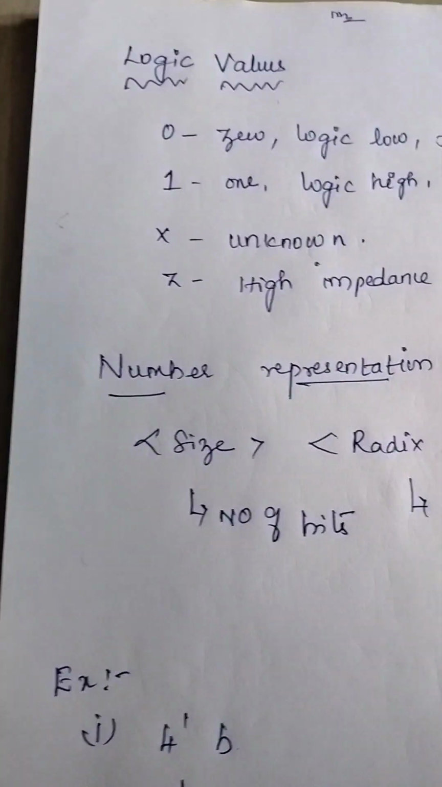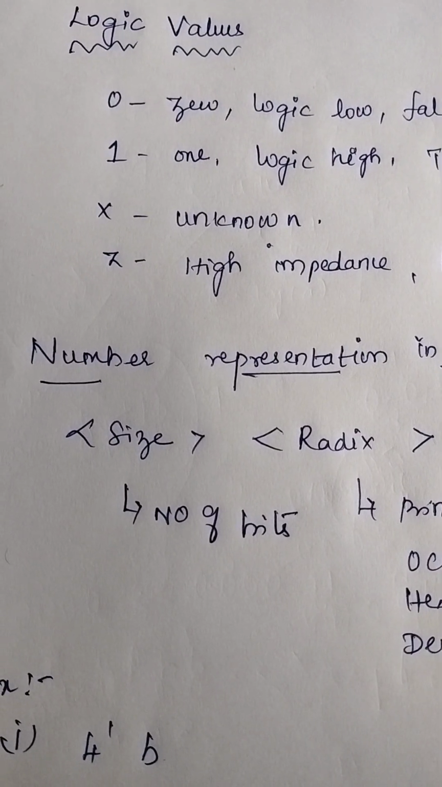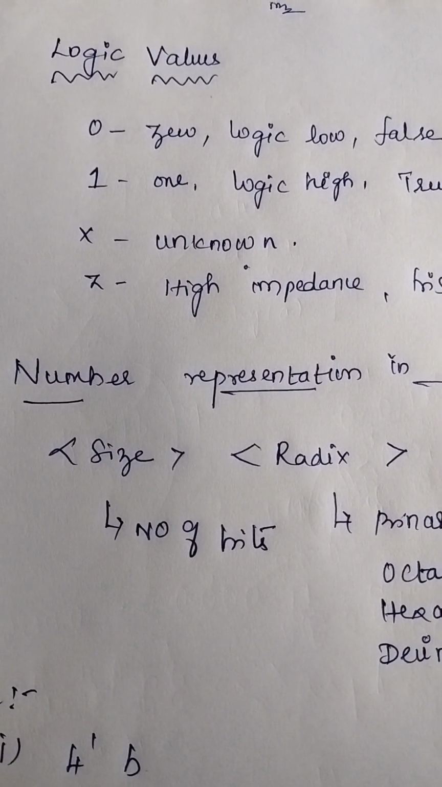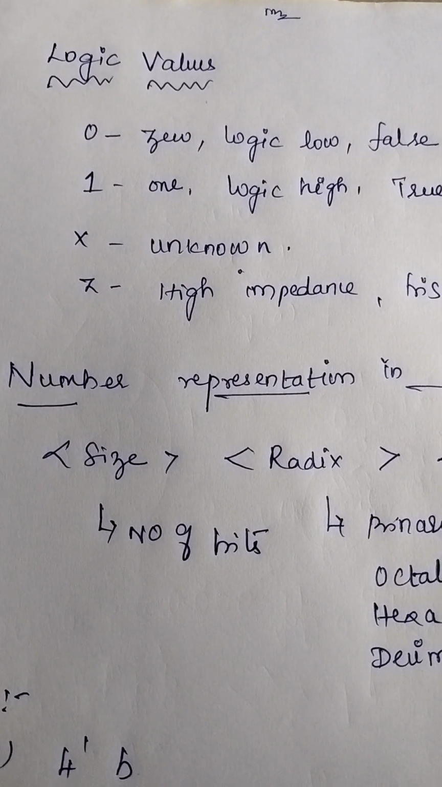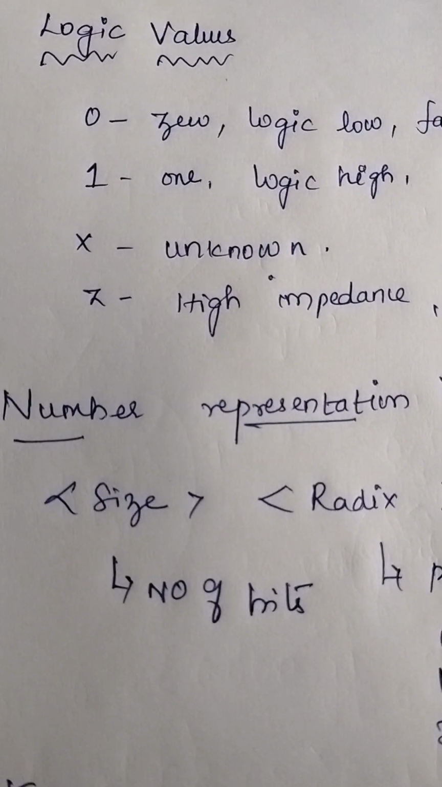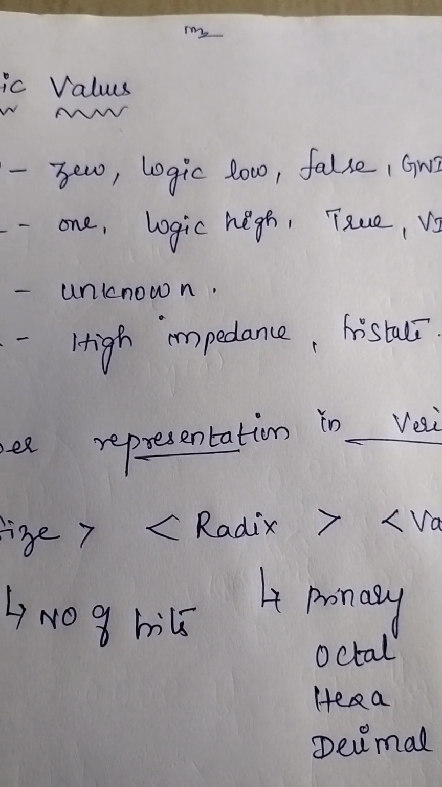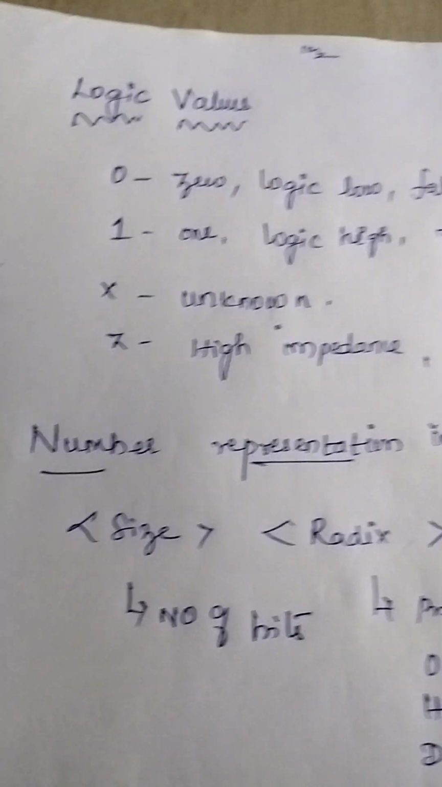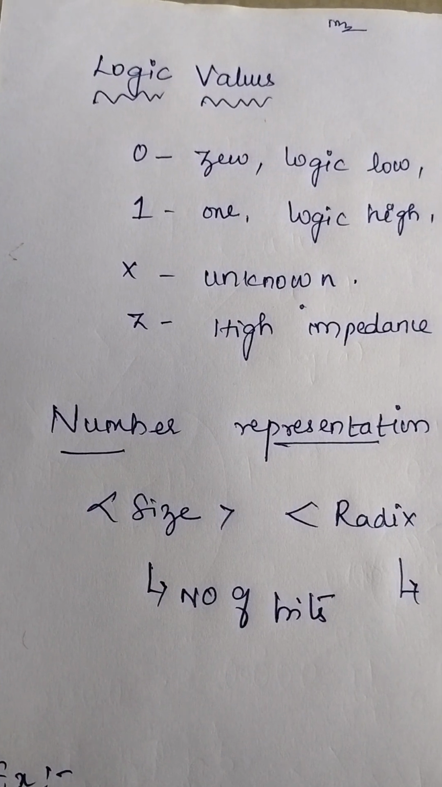The next is number representation in Verilog. So we'll have octal, binary and hexadecimal. Let's see how to represent the number in Verilog while we are writing the program. First you have to represent the size, next the radix, next the value. Size means how many bits you are going to use.